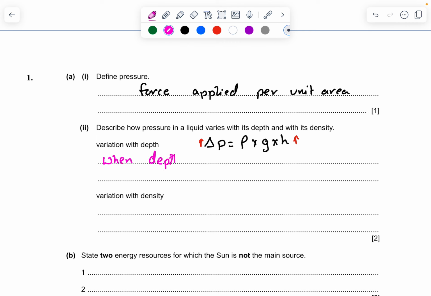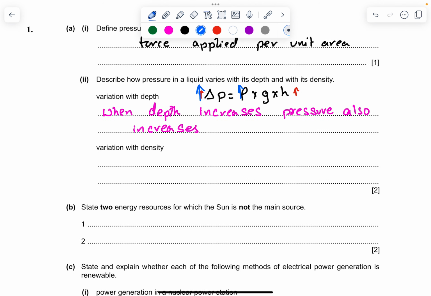when depth increases, pressure also increases. Same is the case with the density. So rho is the density. If the density increases, pressure also increases. So what I can write is: density increases, pressure also increases.